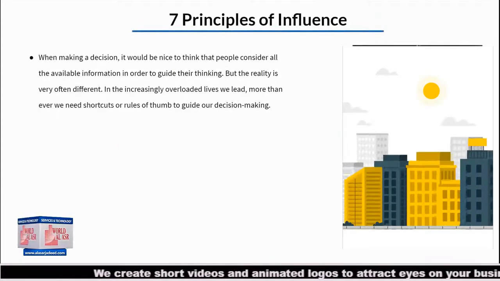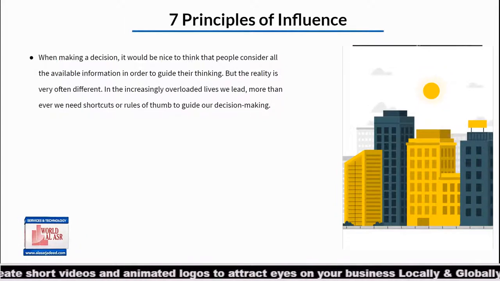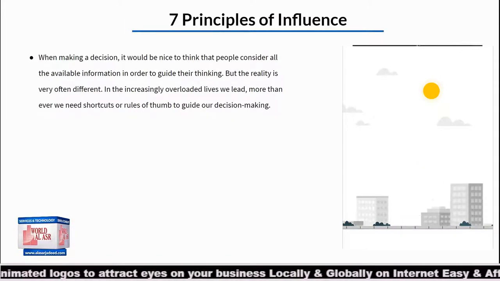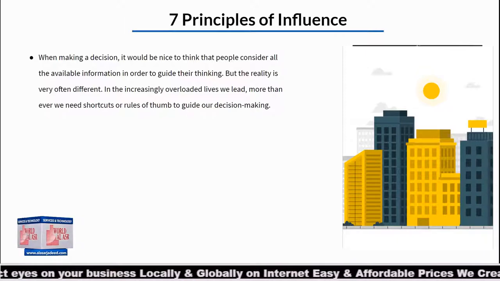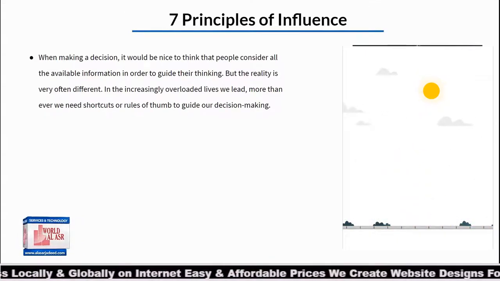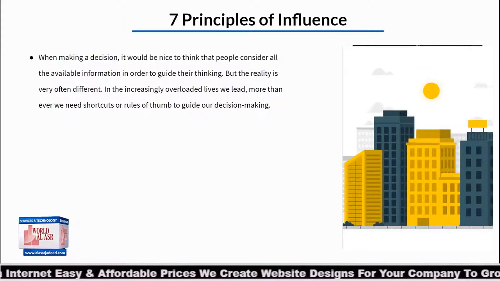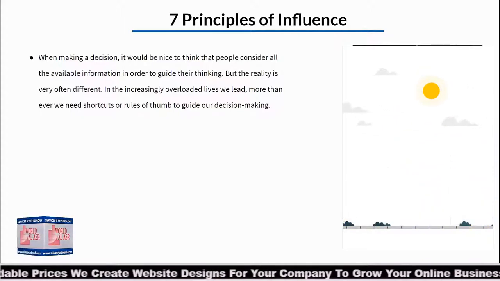One of the first things to keep in mind is that when making a decision, it'd be nice to think that we go through a logical sequence and make our decisions based on pure numbers, pure data, pure logic. However, that's rarely the case. Oftentimes, based on what other people say, what other people think, and other related factors, we use those as a rule of thumb or a shortcut to guide our decision making.